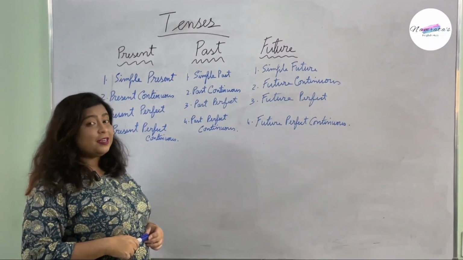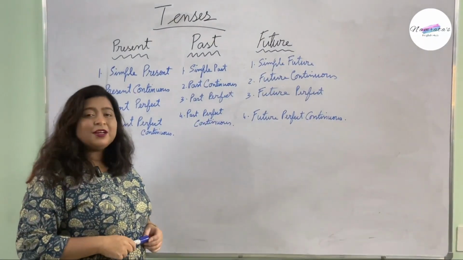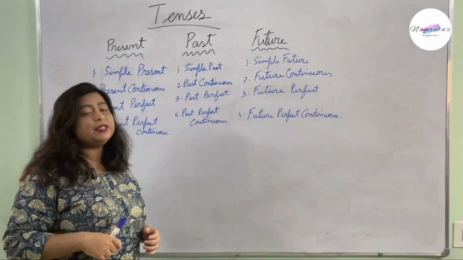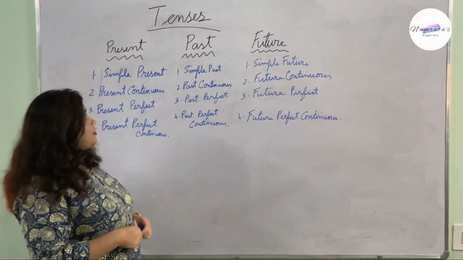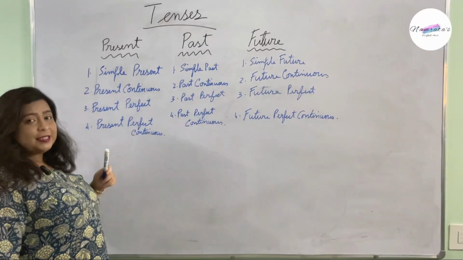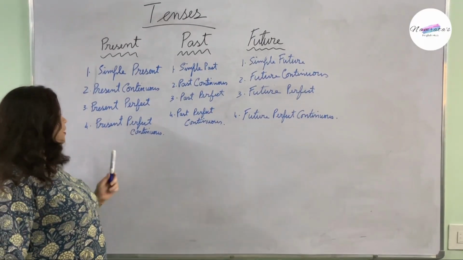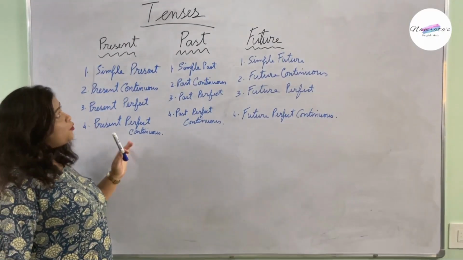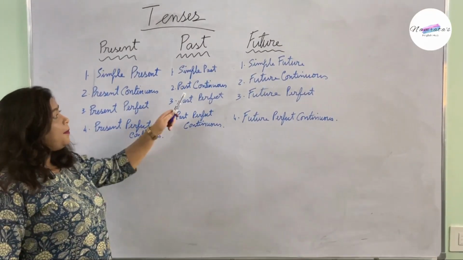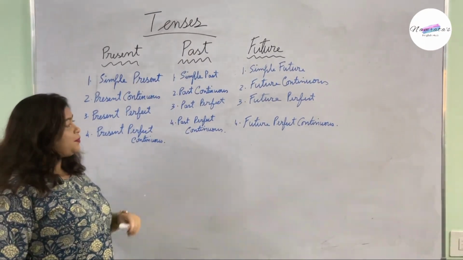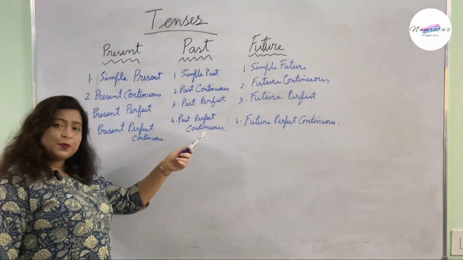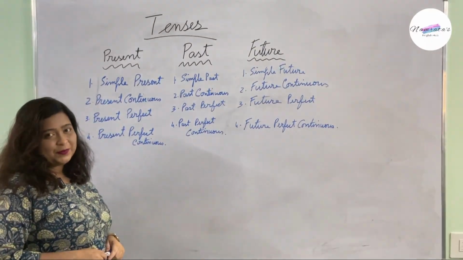Today, we will learn tenses in detail. Do you know that you may know hundreds and thousands of words, still you will sound wrong if you don't know tenses. So let's begin. Under present tense, we have simple present, present continuous, present perfect continuous. The same goes with past and future tenses as well. Past tense: simple past, past continuous, past perfect continuous. In future: simple future, future continuous, future perfect continuous.